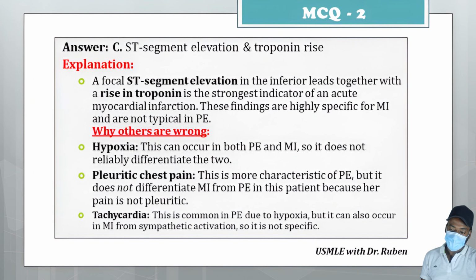Hypoxia in choice A can occur in both pulmonary embolism and myocardial infarction, so it does not reliably differentiate the two. Pleuritic chest pain is more characteristic of pulmonary embolism, but it does not differentiate MI from PE in this patient because her pain is not pleuritic. Tachycardia is common in PE due to hypoxia, but it can also occur in MI from sympathetic activation, so it is also not specific.